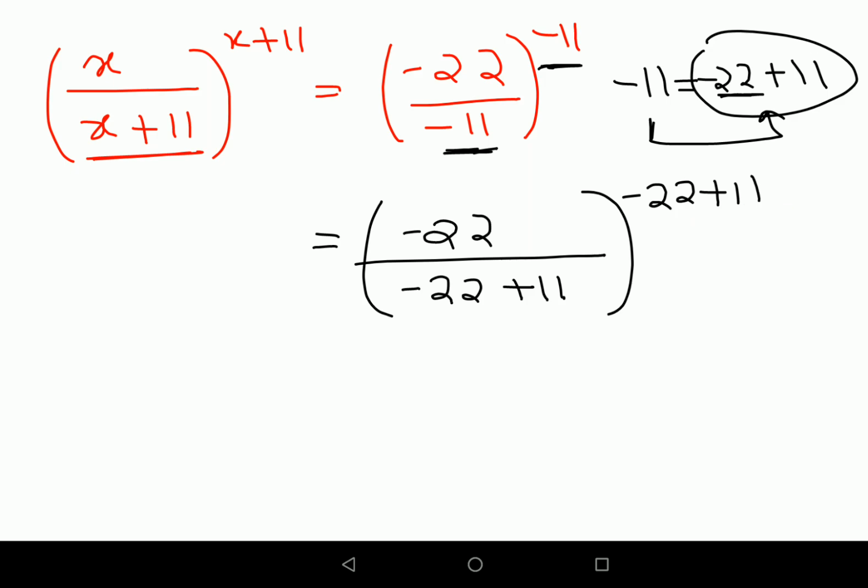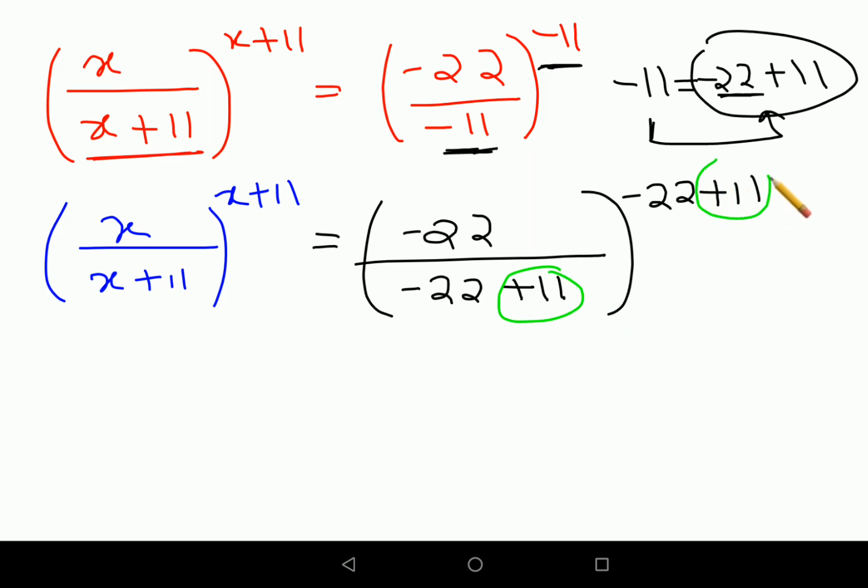Now, if you see, there is a big correlation. Why? Because still this is equal to x upon x plus 11, and this is raised to x plus 11. Now, if you look closely, here also there is a plus 11, here also there is a plus 11, here also there is a plus 11, here also there is a plus 11. Okay, and nowhere in your question had they mentioned that x is a positive number. So in that case, after correlation I can say, therefore, the value of x is nothing but minus 22.